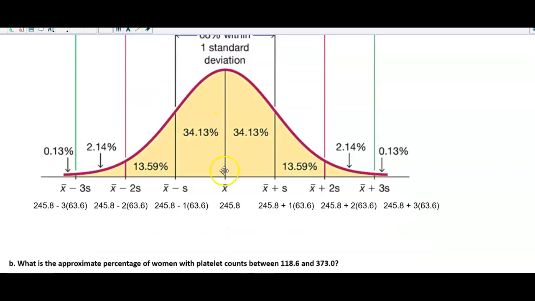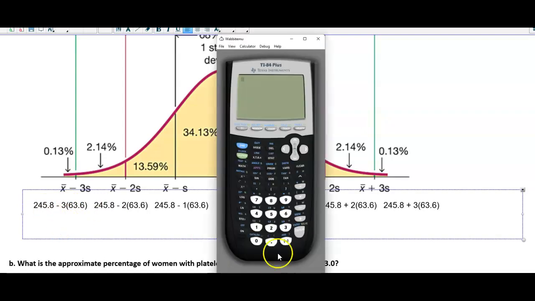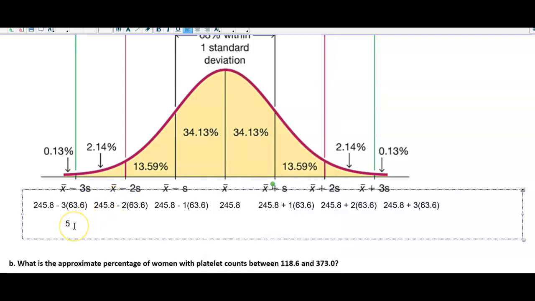Now, just so that we get familiar with this, let's go ahead and do our calculations. So the first thing we want to do is take 245.8 and then minus 3 times the standard deviation of 63.6. And that gives us 55. So that means that 55 is our value that's 3 standard deviations below the mean.